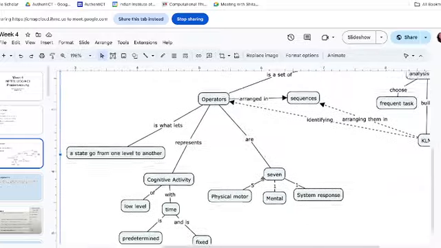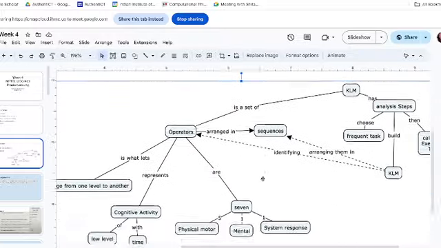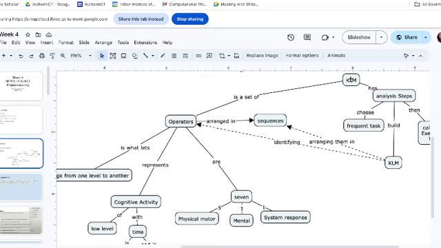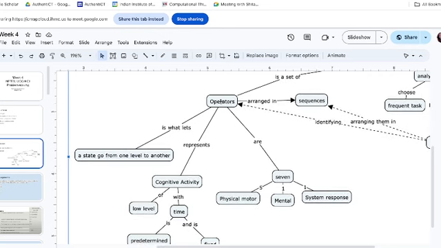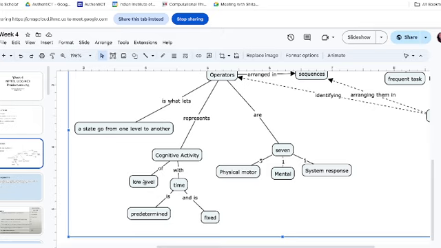Let me begin once from the top. A KLM model is a set of operators arranged in sequences. So what are these operators? These operators let a state go from one level to another. So how does the user state change? That answer is with the operators. The operators represent the cognitive activity of low level.